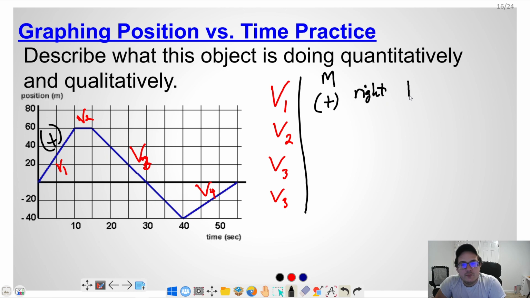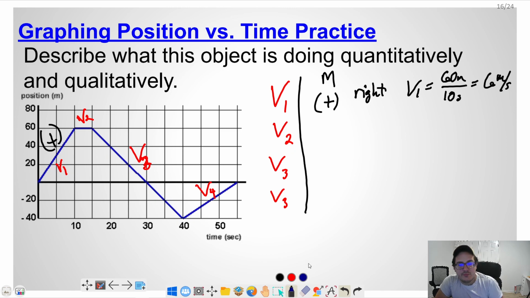What else could we do? Well, we could also calculate the velocity. So the velocity of this first one would be, we went up, our rise is 60 meters, and our run is 15 seconds. Or sorry, nope, I'll take that back. 10 seconds. There we go. 10 seconds. So our velocity here is going to be 6 meters per second for the first velocity.